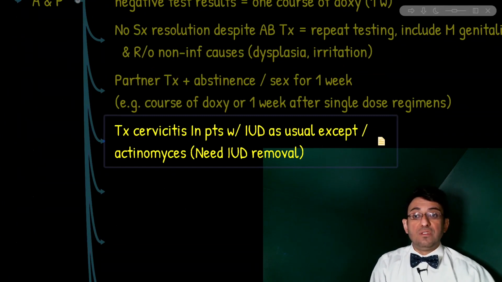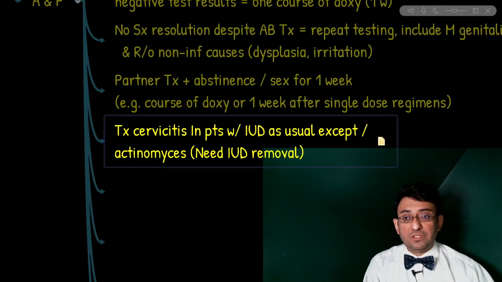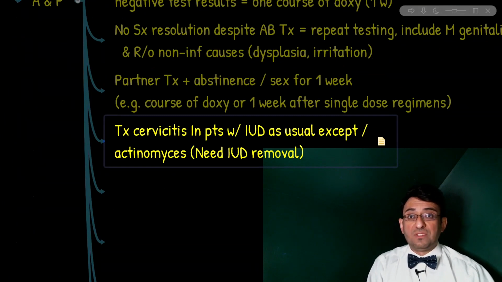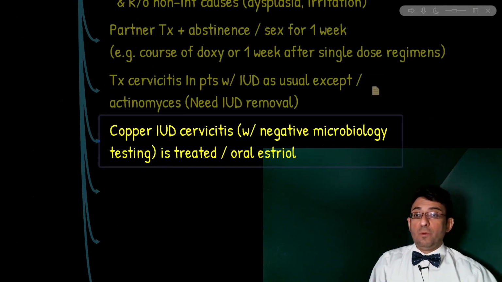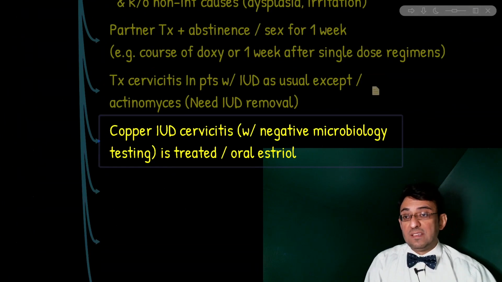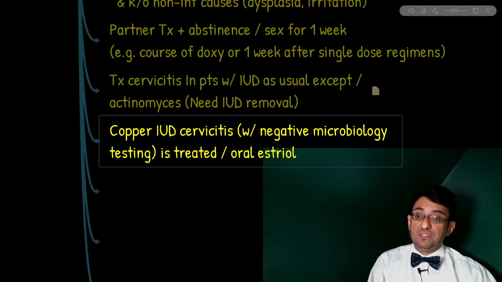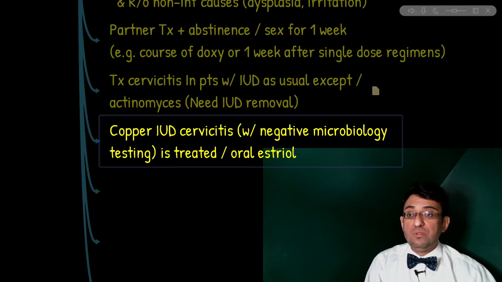The answer is no. We just treat these patients similar to other patients, with one exception, and that is if the culture or any of the tests come back positive for actinomyces. That's the only condition where we need to remove the IUD in patients with cervicitis. Another scenario is a patient who has no lab findings supporting an infectious etiology. Therefore, we are thinking about irritant type cervicitis, and the patient happens to have a copper IUD. How do we treat this type of cervicitis? Remember, this type is treated by oral estrogens.